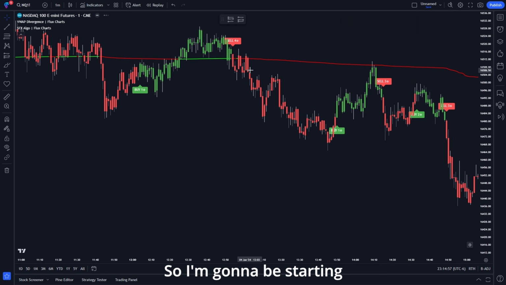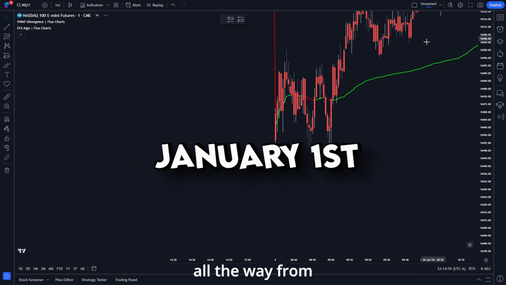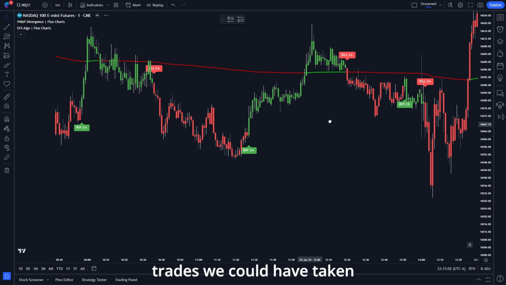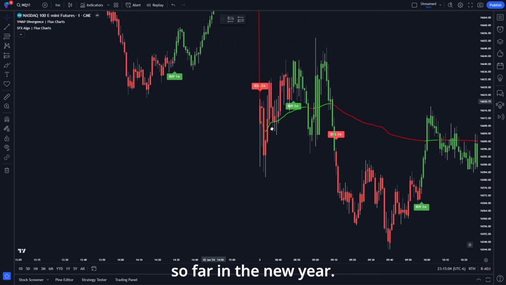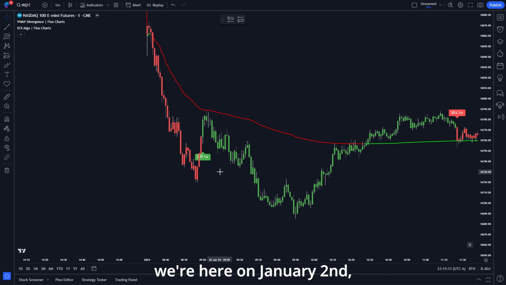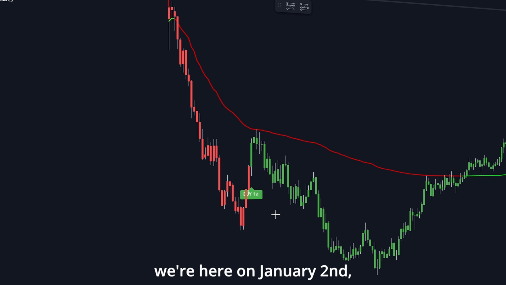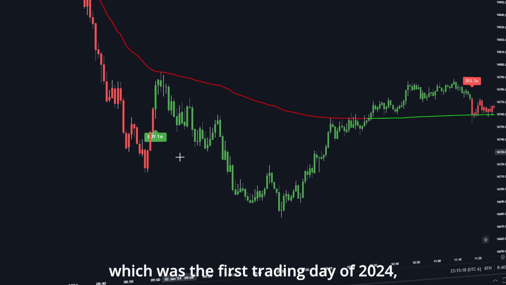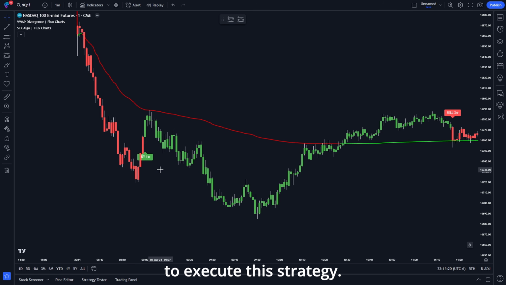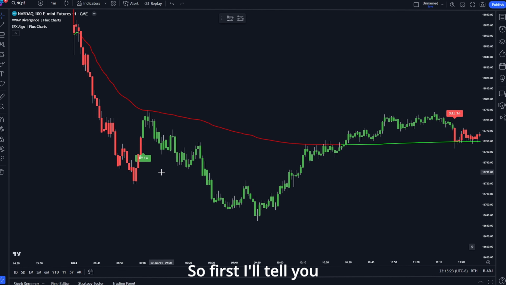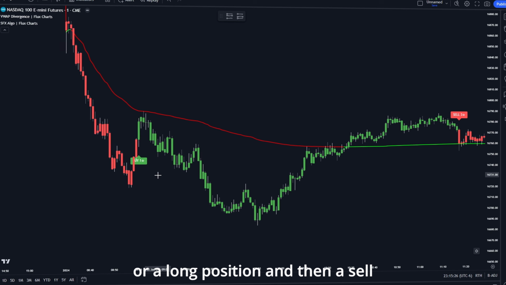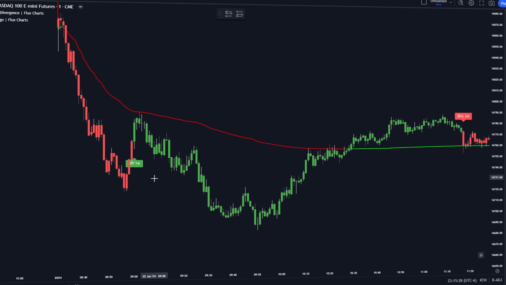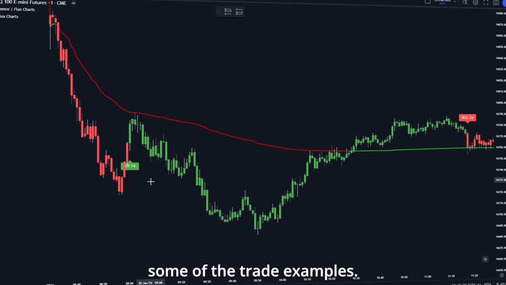So I'm going to be starting all the way from January 1st and showing you all the trades we could have taken so far in the new year. All right, now that we're here on January 2nd, which was the first trading day of 2024, I'm going to show you how to execute this strategy. So first, I'll tell you the conditions for a buy or a long position, and then a sell or a short position, and then I'll show you some of the trade examples.